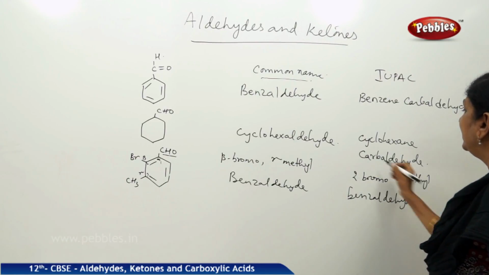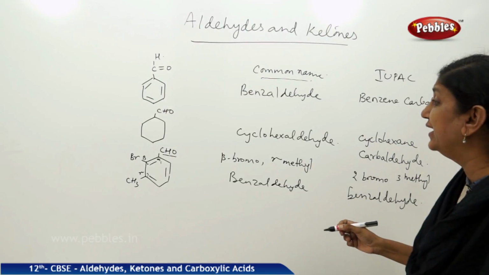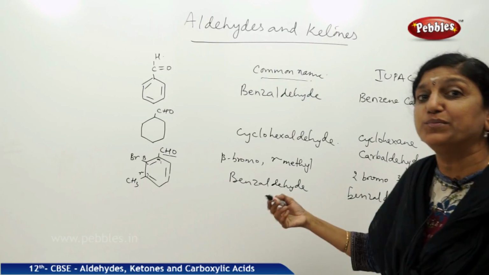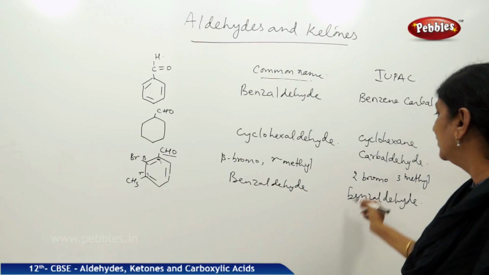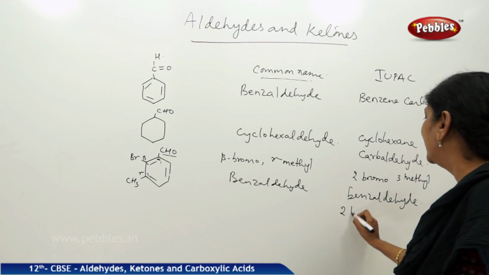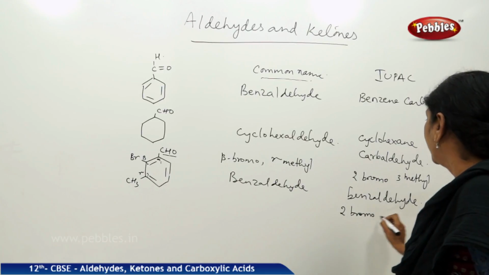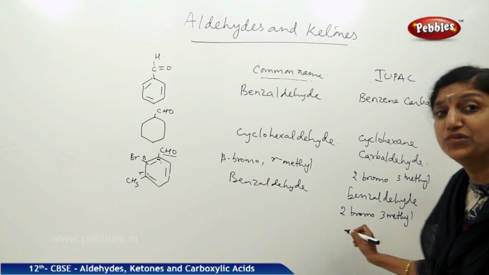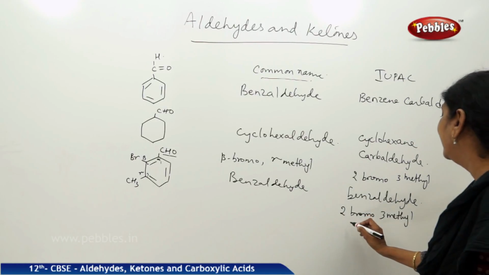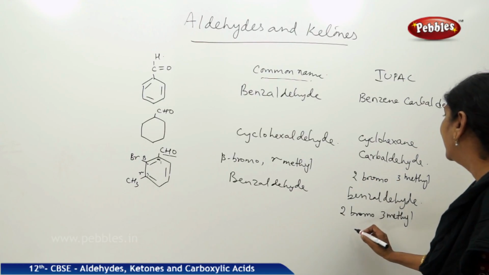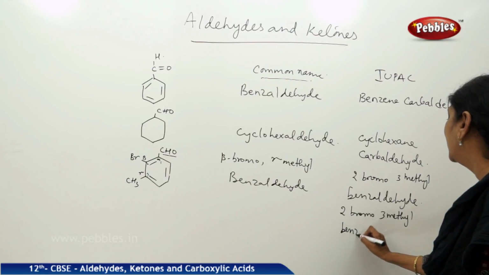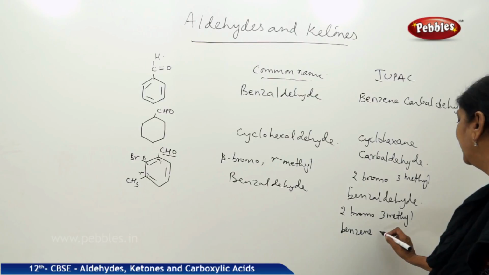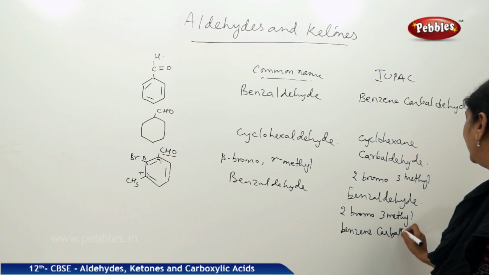Or more correctly, you can use this name carbaldehyde too. So it is benzene carbaldehyde. Benzaldehyde is also called as benzene carbaldehyde. So the same name can also be written as 2 bromo 3 methyl. There is no difference in this. This indicates the position of the substituents, and then you can write this as benzene carbaldehyde. This also is a correct name for that particular compound, benzene carbaldehyde.